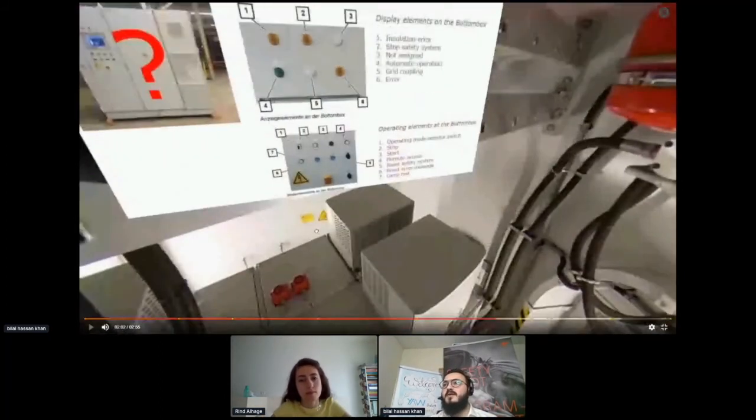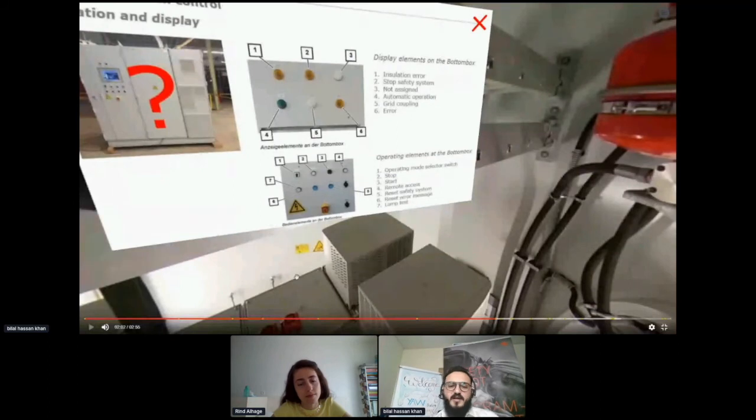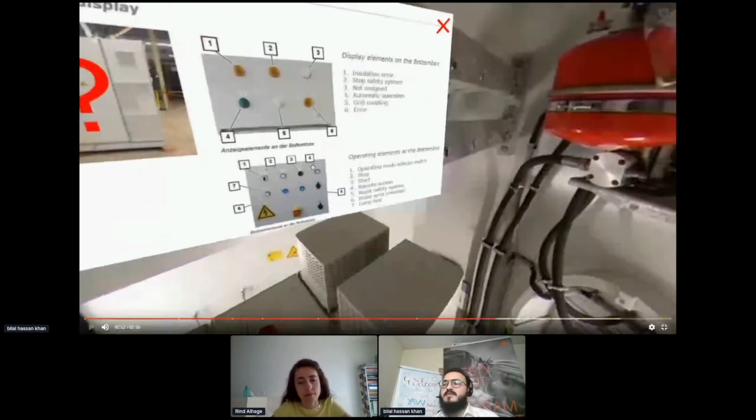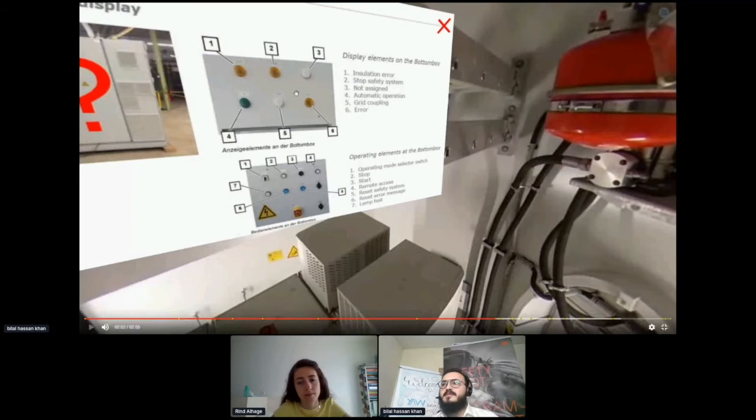Okay, there are some switches on the panel which we see here. Regarding the function of these, there are some buttons here, and there are some lights.